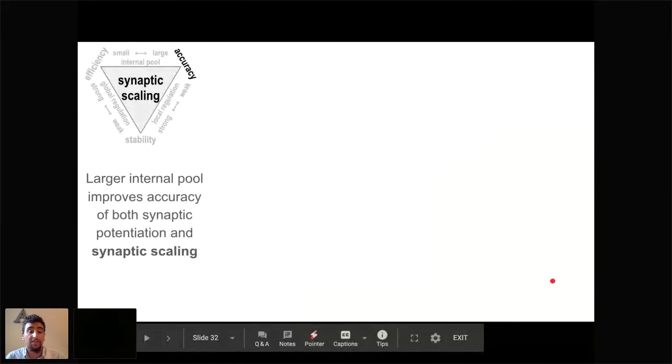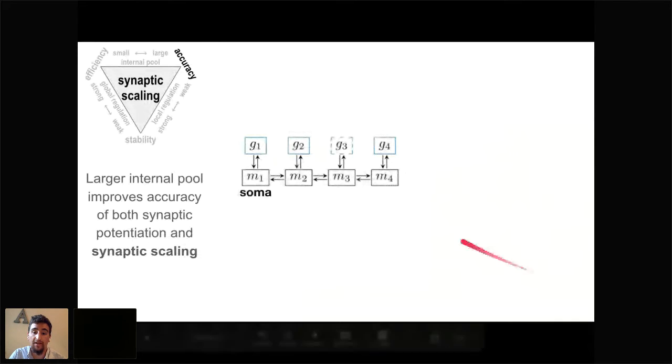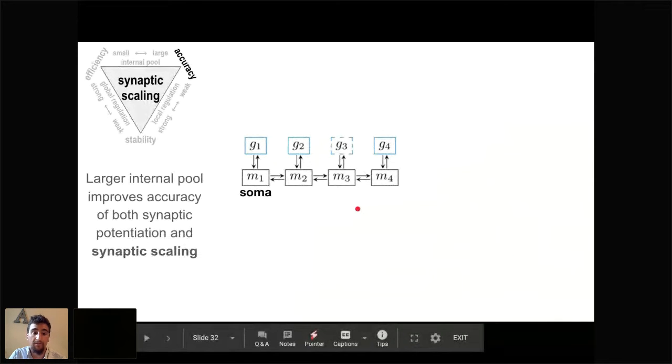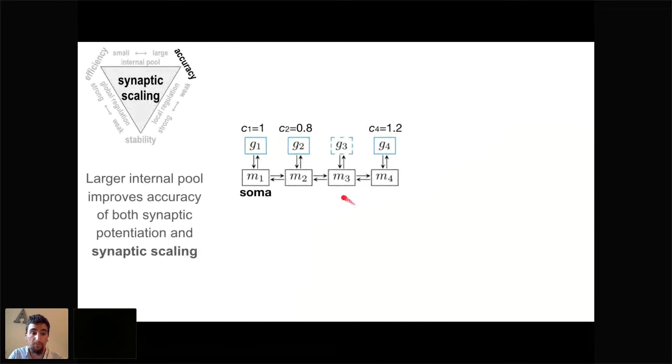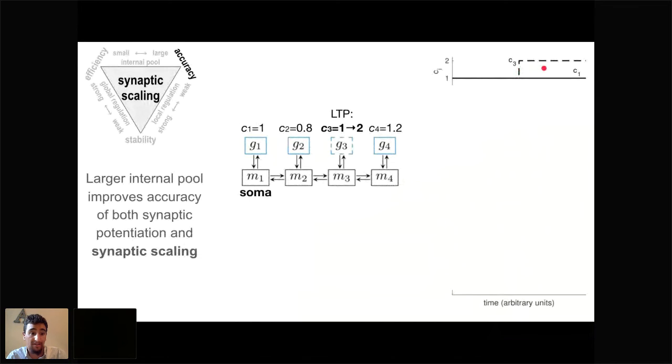Next, let's talk about how we quantify accuracy of synaptic scaling. For this example, we'll start with a very simple toy neuron, a simple line of 4 compartments. Each of these compartments can be assigned some synaptic strength. So C1 is 1, C2 is 0.8, C4 is 1.2. C3 is going to start at 1 and then undergo LTP and be potentiated to 2. Here's what this looks like as a graph. We have time on the x-axis here, and halfway through our simulation, we're going to double the capacity of compartment 3, where the others will remain the same.